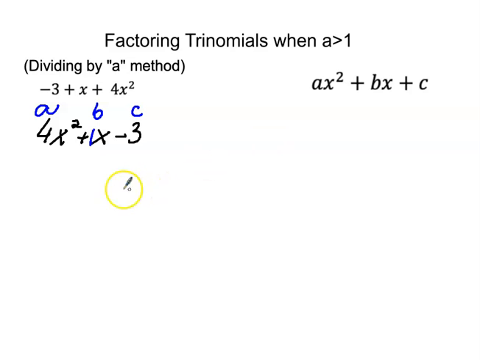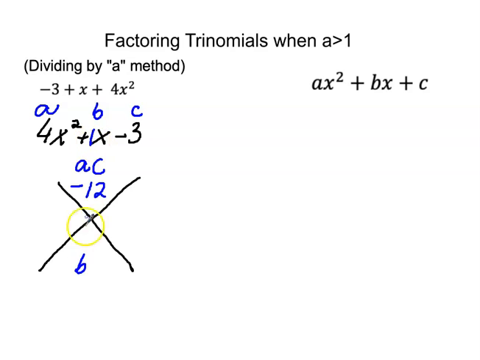Okay, so let's do the X or diamond. On the top, we're gonna write a times c, and on the bottom is b. So what is a times c? 4 times negative 3, negative 12. And on the bottom is 1. So now we have to find two numbers that will multiply to negative 12 and add to 1.